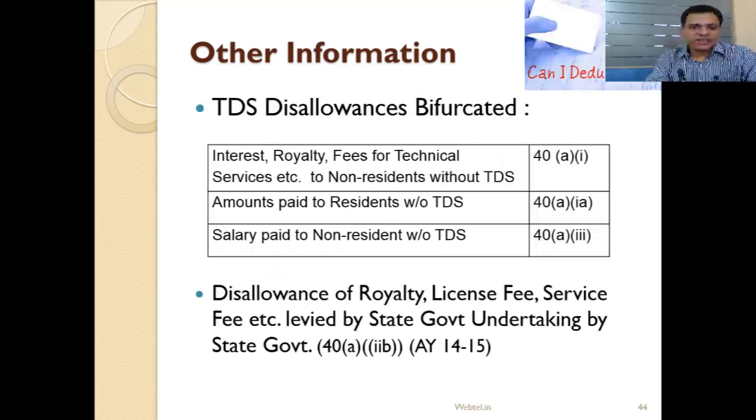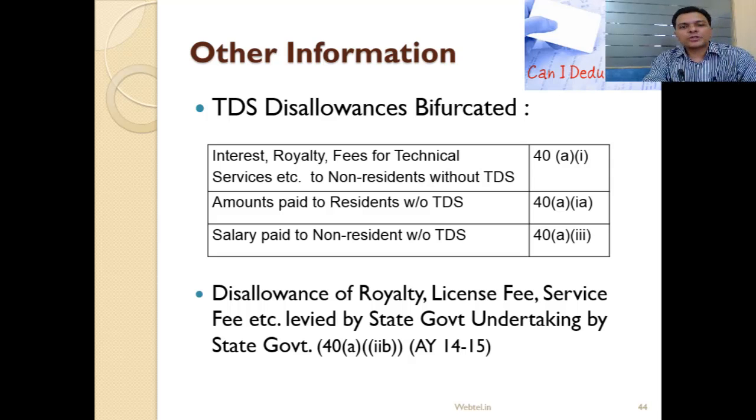What more changes have been done in other information? The TDS disallowances have been bifurcated. Interest, royalty, fees for technical services, etc. to non-residents without TDS, that is section 40A(i), that has to be given separately. Amount paid to residents without deducting TDS has to be given separately. And salary paid to non-residents without deducting TDS under section 40A(3), that has to be given separately. Earlier there was just a single sheet wherein you had to give this information together.